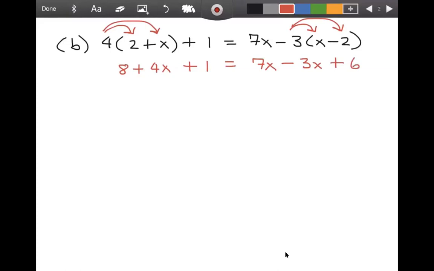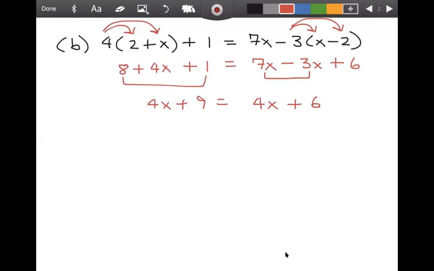All right, step 3 is simplify the left side. 8 plus 1 is 9. And also simplify the right side. 7x minus 3x is 4x. All right, so left side and right side are completely simplified.